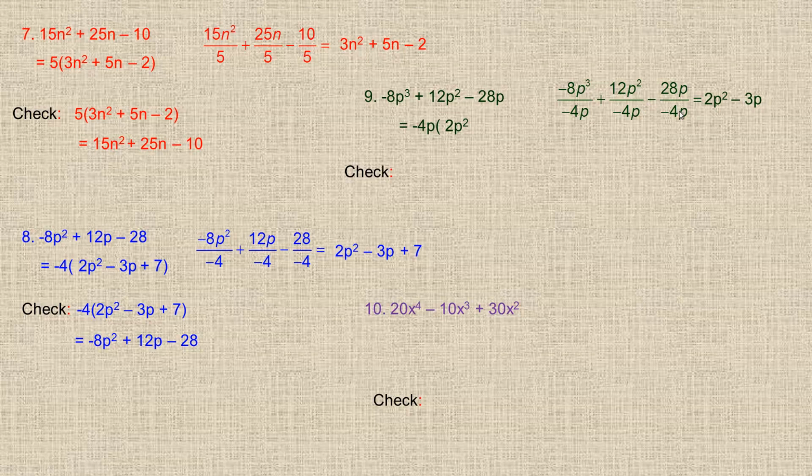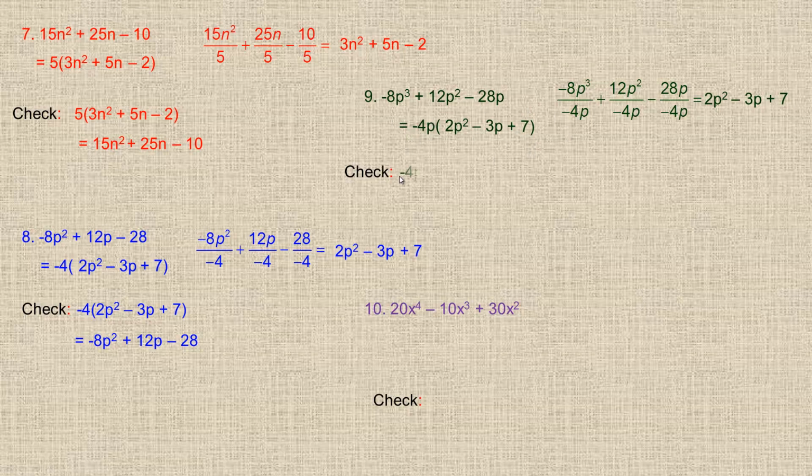And negative 28p divided by negative 4p. Negative 28 divided by negative 4 is plus 7. Oh, I forgot to write my negative 3 here. And that is a plus 7, and p divided by p is p to the 0, so there's no p's here, so we put a plus 7 at the end and close the brackets. We check by expanding this out.